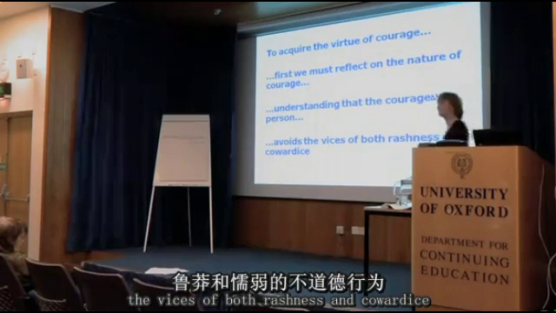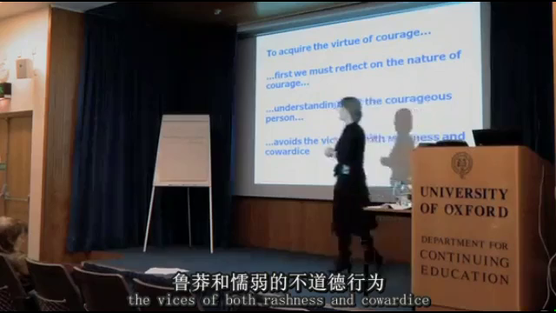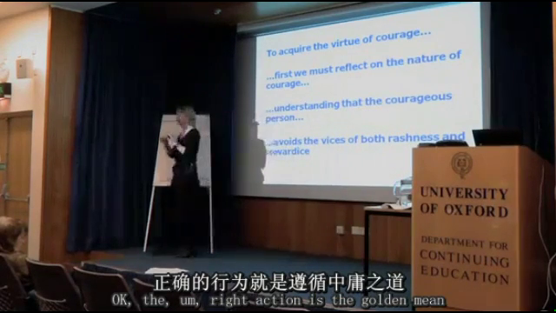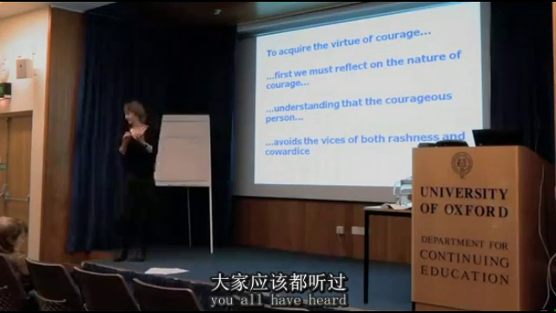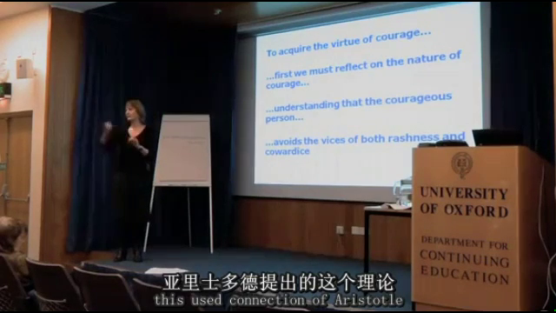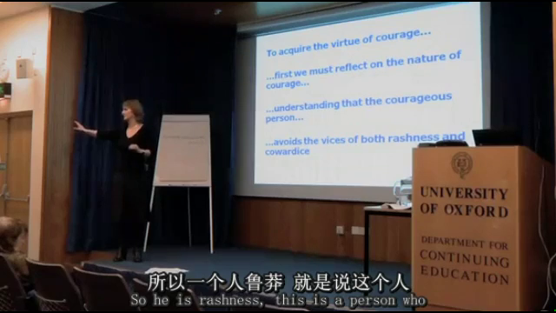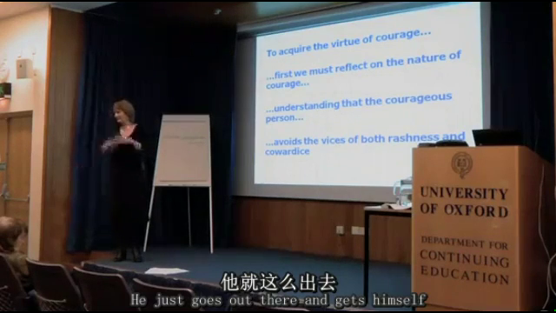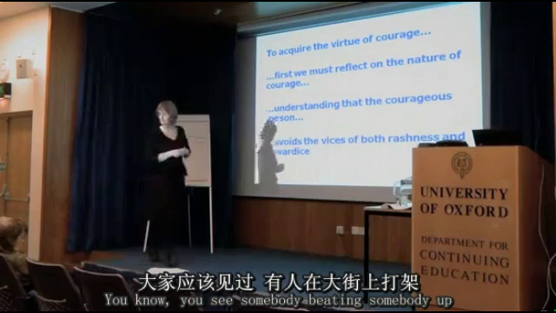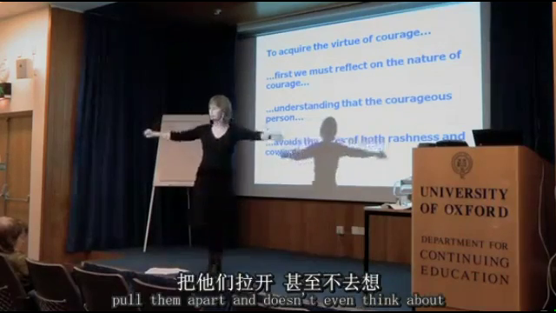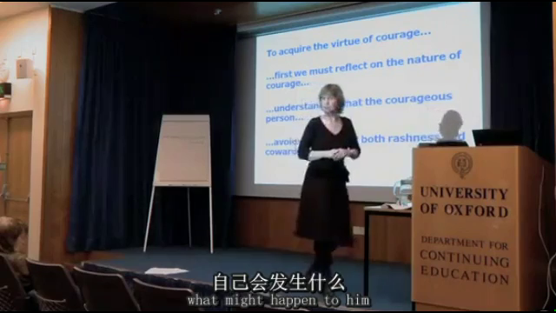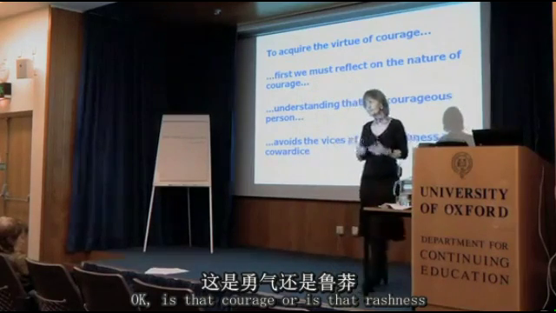So what we're going to understand is that the courageous person is going to avoid the vices of both rashness and cowardice. Okay, the right action is the golden mean. You'll have heard this used in connection with Aristotle. So here's rashness. This is the person who never feels fear. He doesn't really need courage. He just goes out there, sees somebody beating somebody up in the street and goes straight in and pulls them apart and doesn't even think about what might happen to him. Is that courage or is that rashness?